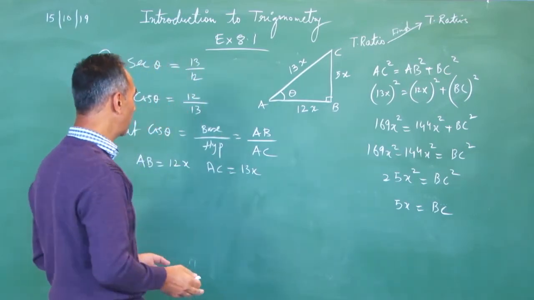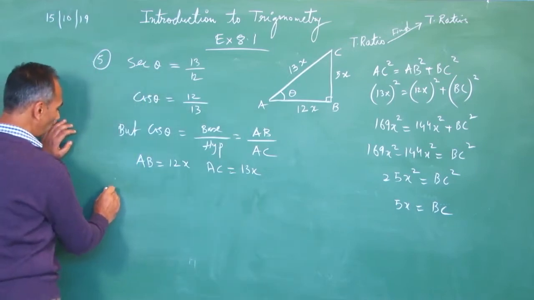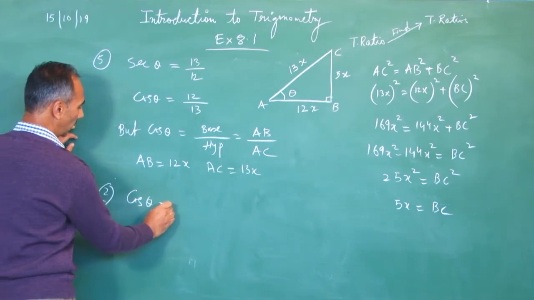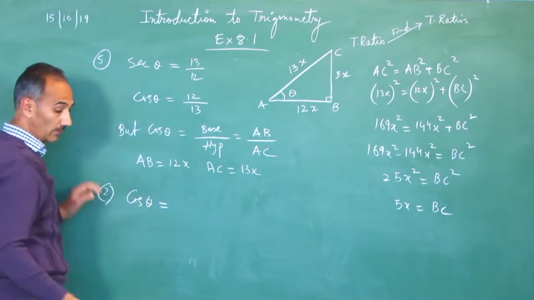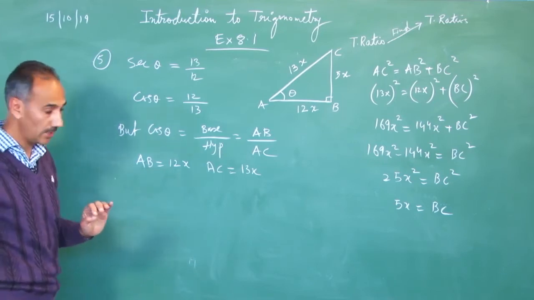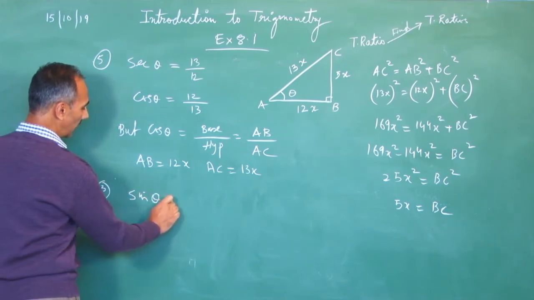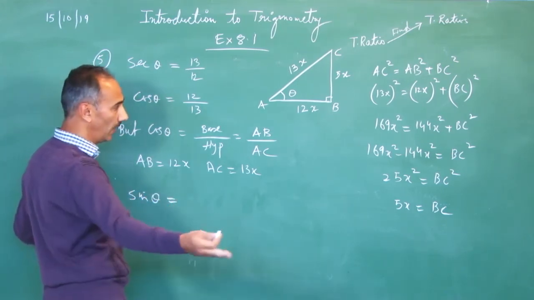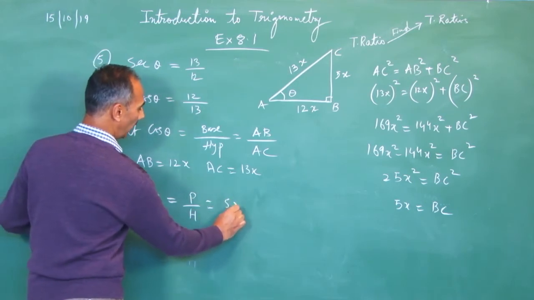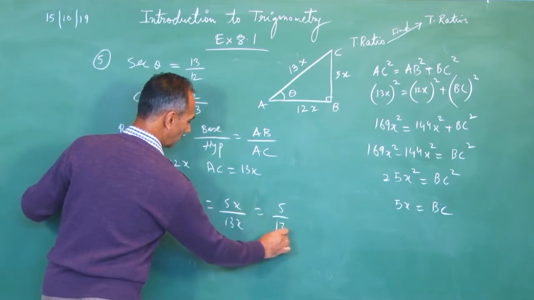Now we can easily find the remaining t ratios. My secant was given, and the second t ratio is basically its reciprocal, that is cos of theta, which I calculated. So two t ratios are already there, and I have to move on to the remaining ones. Let me take the third one, sine of theta. Sine of theta is perpendicular by hypotenuse. Do write it, P by H. That is 5x by 13x. X cancels, so 5 by 13.